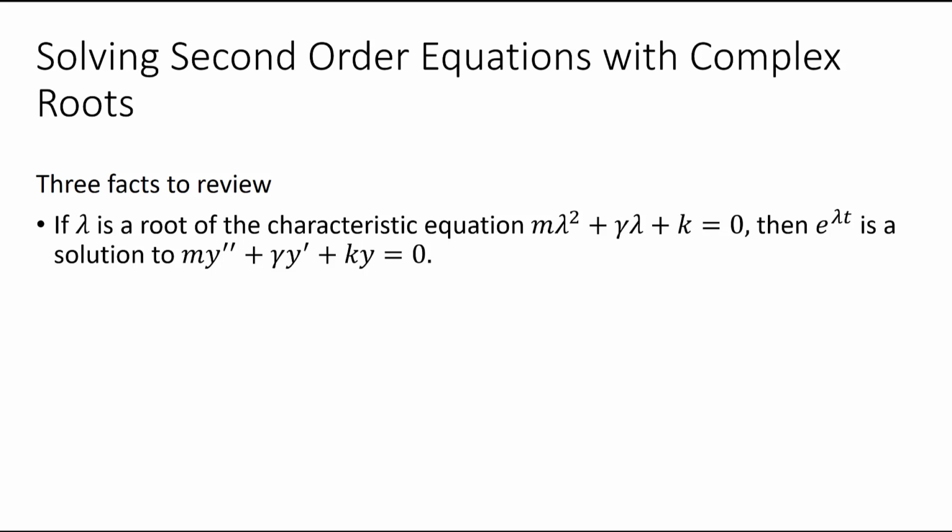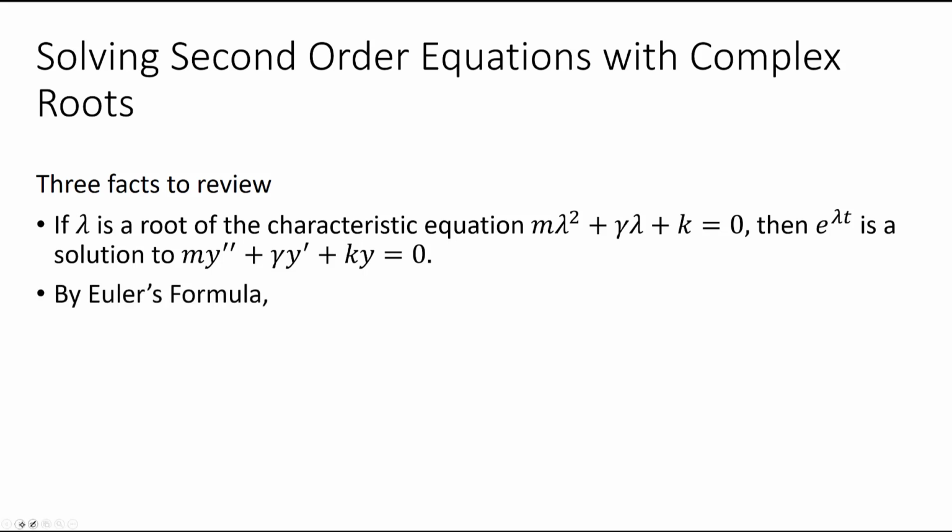First, if lambda is a root of the characteristic equation m lambda squared plus gamma lambda plus k equals 0, then e to the lambda t is a solution to the second order equation m y double prime plus gamma y prime plus k y equals 0. This was the first result we had when we started dealing with second order equations.